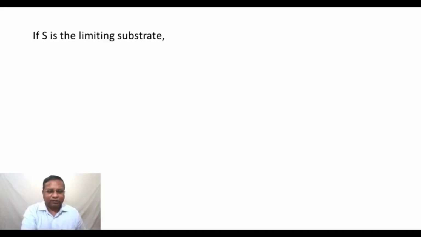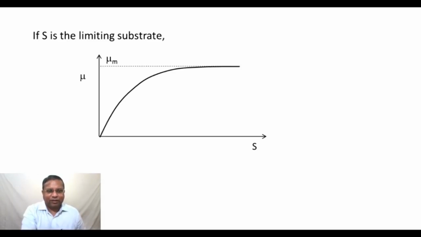If S is the limiting substrate, then consider the variation of the specific growth rate mu. Remember that Rx equals mu x, as we said. The variation of specific growth rate with substrate concentration is given in this graph. This is a rectangular hyperbola. It increases and then it saturates somewhere here to a value of mu m, the maximum specific growth rate.